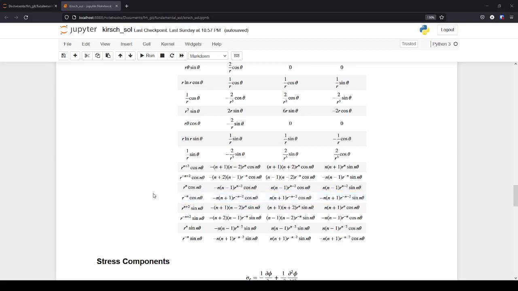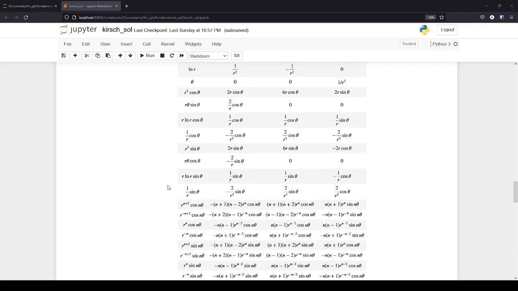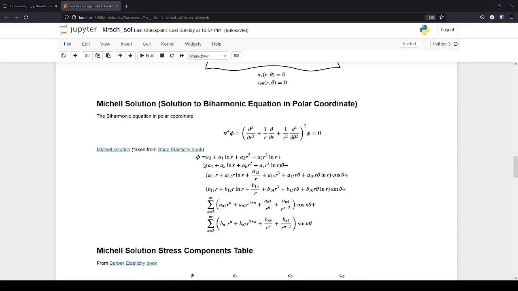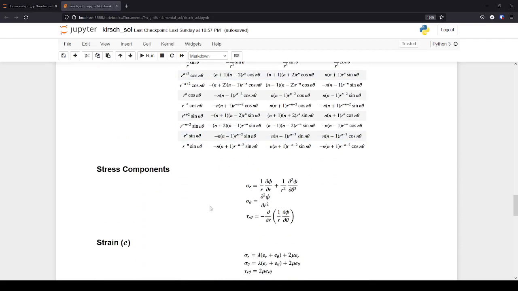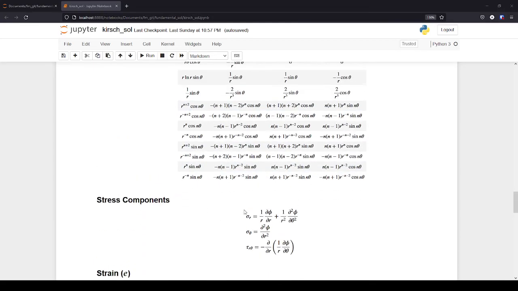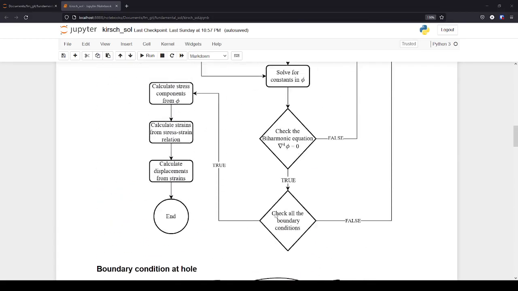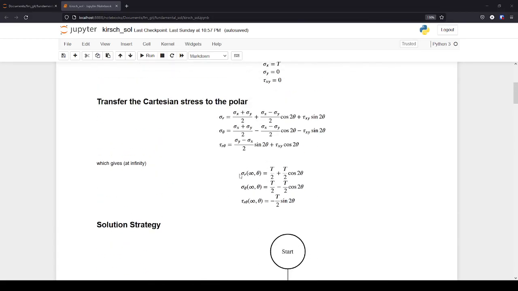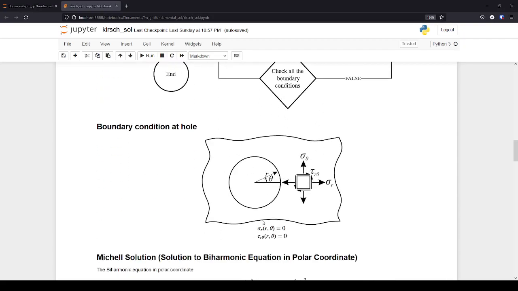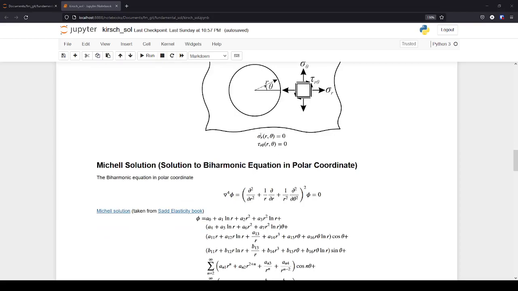So I'm going to plug them into this phi, and then I'm going to find the constants by using these boundary conditions here at infinity, as well as these boundary conditions here at the hole.